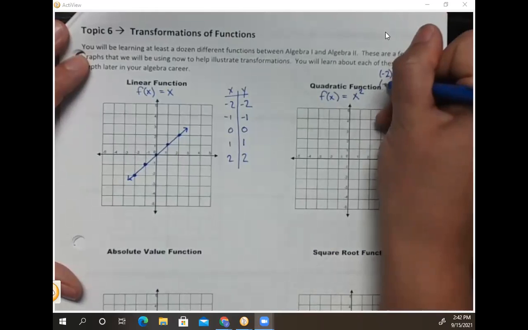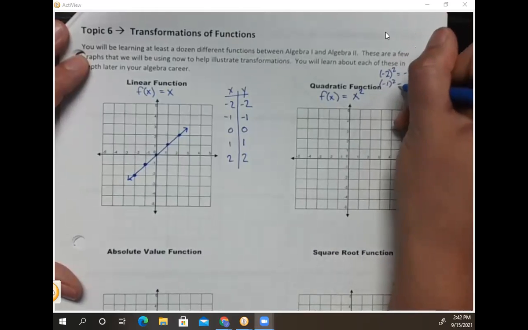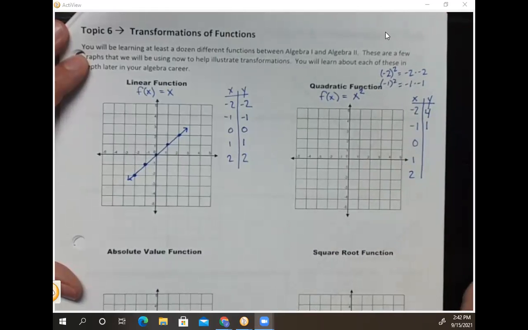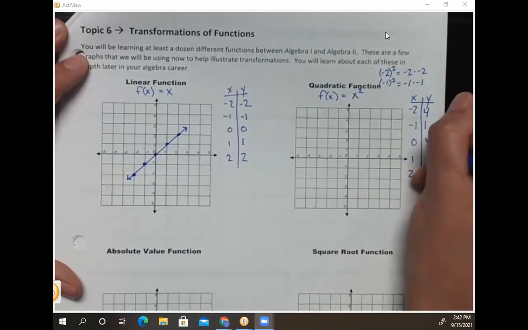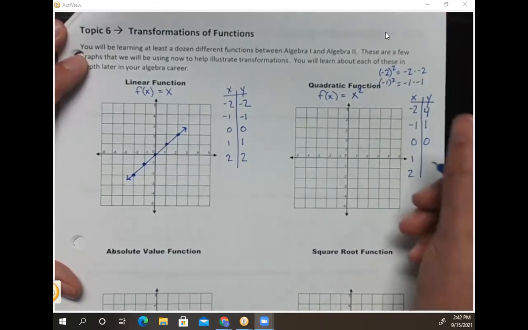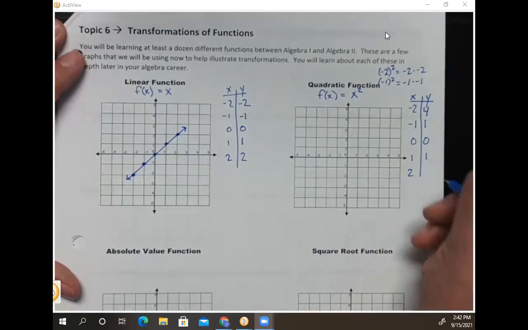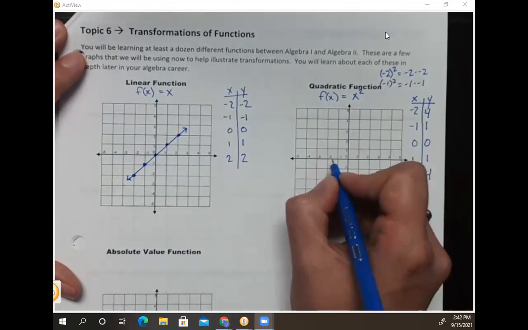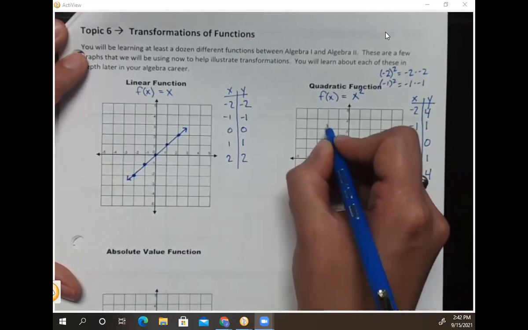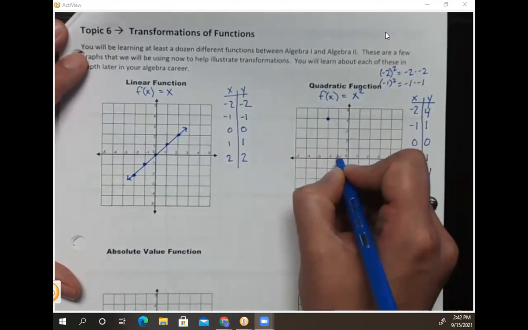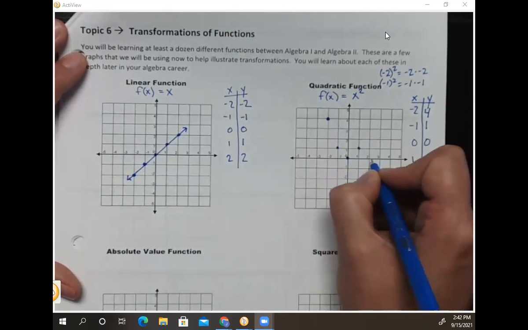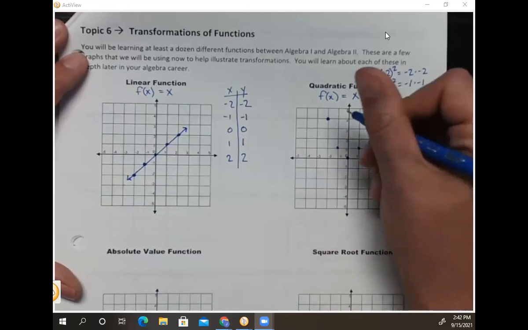Then I would plug in -1 squared. Again, remember that means -1 times -1. So that would give me +1. 0 squared would be 0 times 0, which is 0. 1 squared is 1, and 2 squared is 4. So again, I have points that I can plot here. So (-2, 4), (-1, 1), (0, 0), (1, 1), (2, 4).